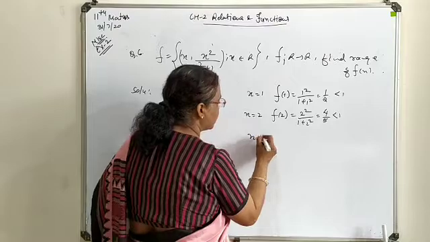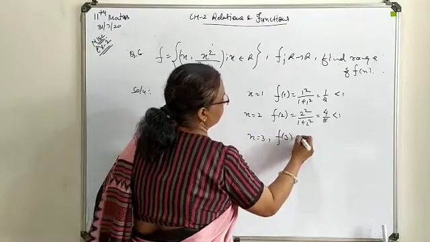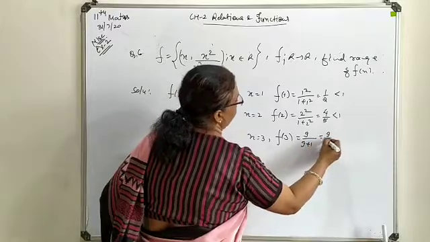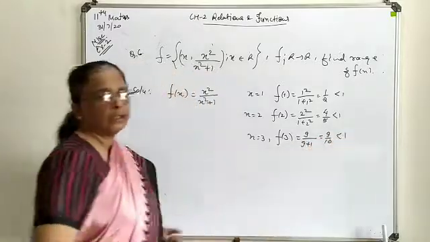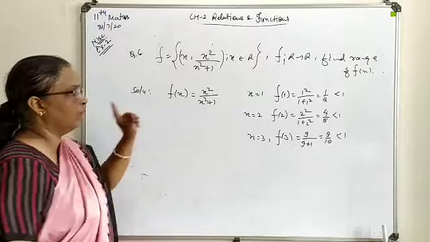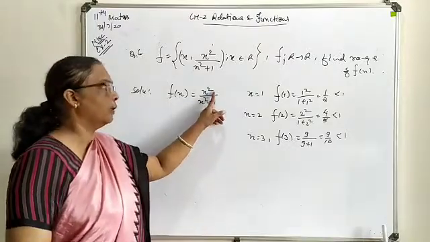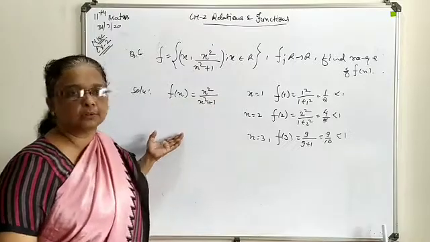Suppose we take x is equal to 3. F of 3 you will have as 9 upon 9 plus 1, means 9 by 10. Again it is less than 1. So only one solution will give you a different answer, at x is equal to 0, 0 upon anything will turn to 0.